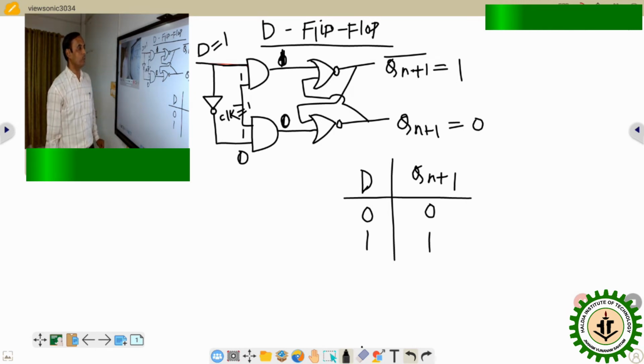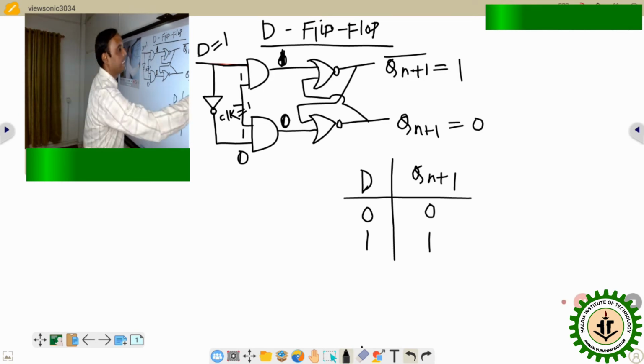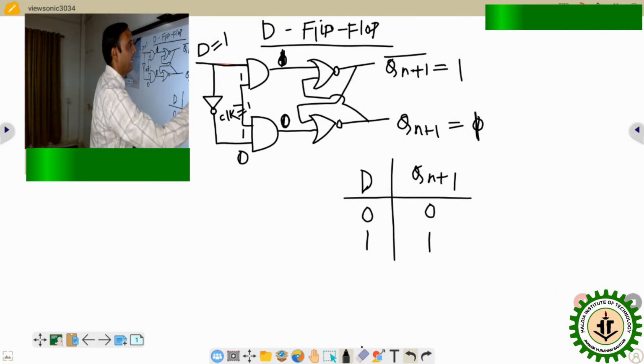Whenever this particular value will be 0, what will happen? This is ultimately, this is basically the SR latch. So this value equals to 0 and this value equals to 1. So what will happen? Ultimately, this value will be 1 and this value will be 0.